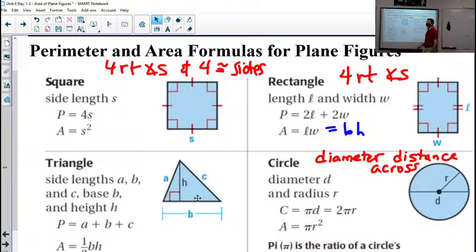Area is the side squared. That's why we call it squaring: squaring something is taking the area of a square with that side length. So 5 squared is the area of a square with a side length of 5.